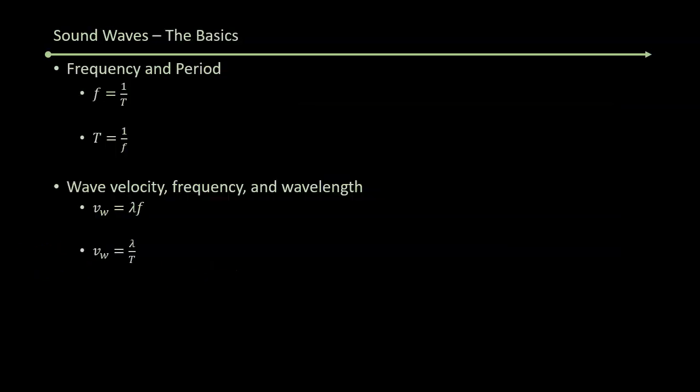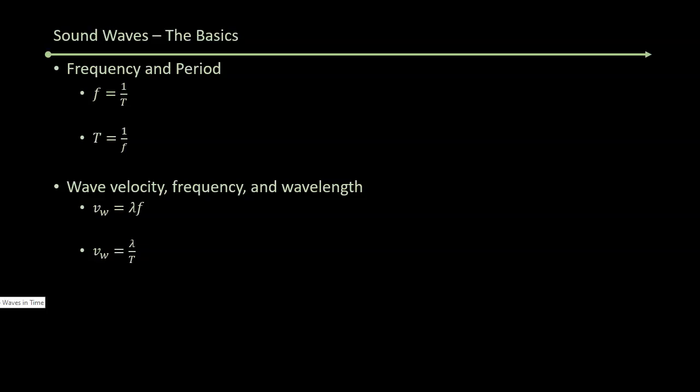They're transverse waves, and you'll actually play at some point with a slinky and transverse waves. Some equations. Frequency is 1 over the period, and the period is 1 over the frequency. The wave velocity is lambda times frequency, or wavelength times frequency, or the wave velocity can also be written as wavelength over period.